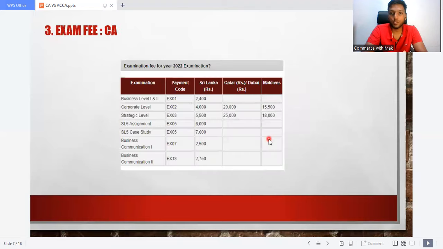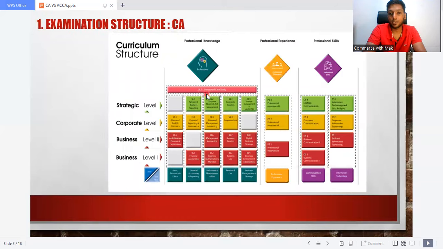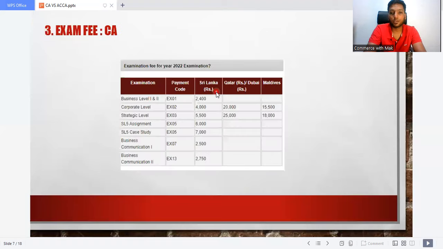So the exam fees per CA, you can see here, we have different levels. Business level 1 and 2, the papers cost just 2,400 per paper. Corporate level, they are charging 4,000. Strategic level 5,500. Then the case studies and business communication papers have additional charges: 7,000, 2,500, 2,750. When I see this case study, I forgot to say one thing. This is the final integrated case study you need to do to complete CA, and that is the cost which they are representing here as 7,000.